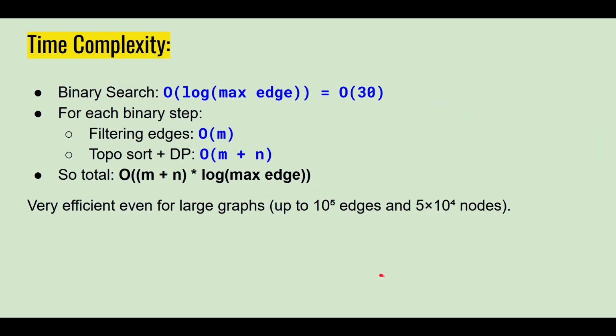Okay, so if we talk about the time complexity, the binary search is O(log max s). Let's suppose for 0 to 30, we know the max edge is 30, that is why we take it here. For each binary step, we filter in O(m), and we do the topological sort plus DP, which takes O(m + n). So the total is O(m + n) times log max s.